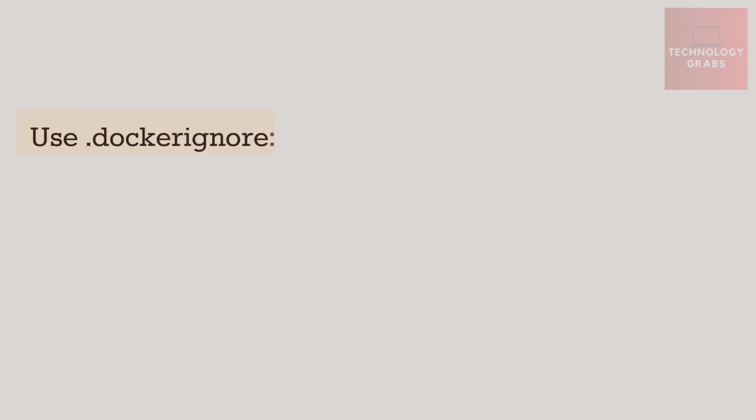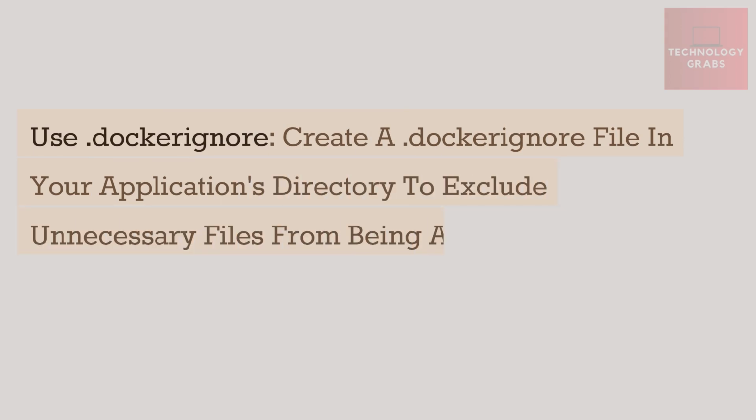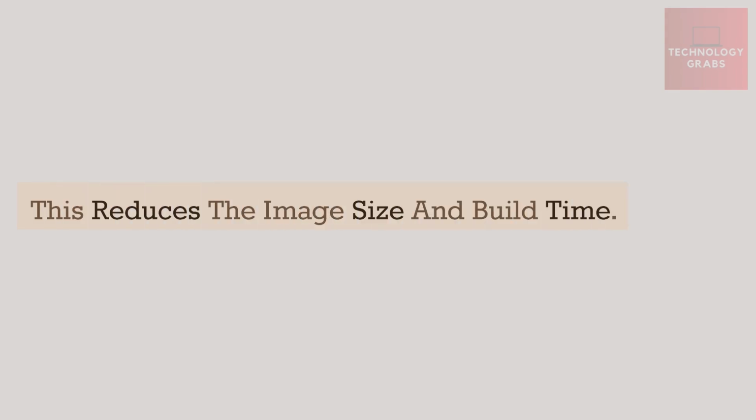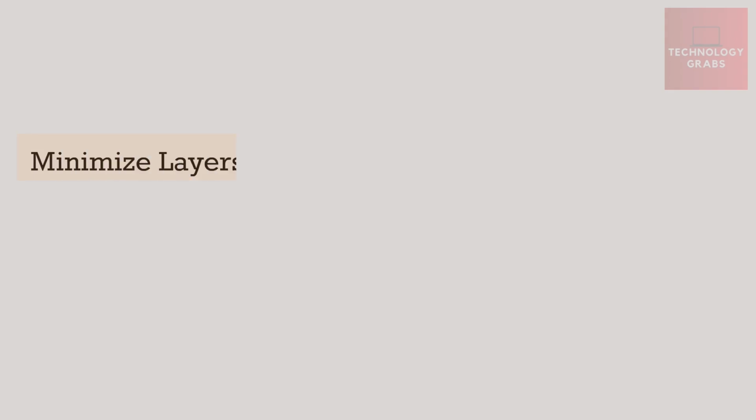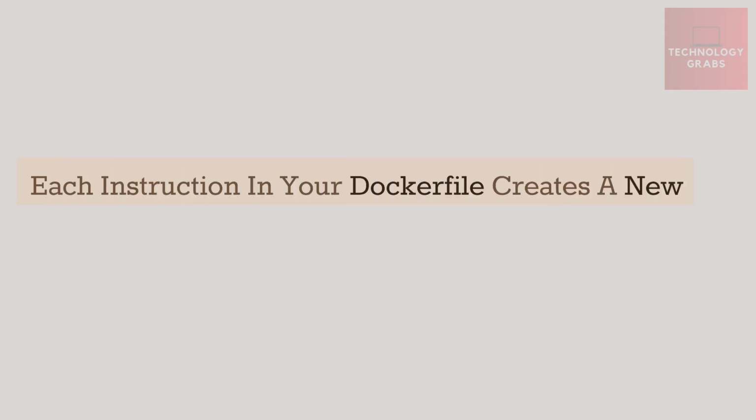Use Docker ignore. Create a Docker ignore file in your application's directory to exclude unnecessary files from being added to the image. This reduces the image size and build time. Minimize layers. Minimize the number of layers in your images to improve performance and reduce complexity. Each instruction in your Dockerfile creates a new layer.